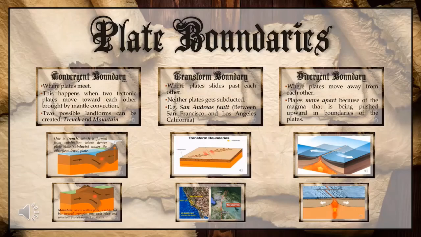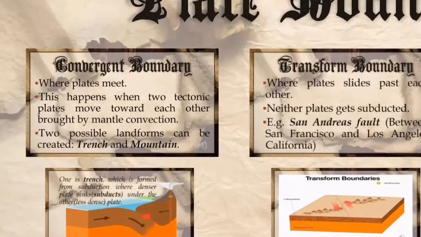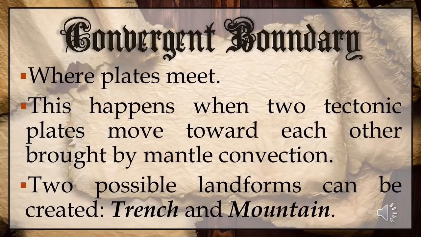Actually, there are 3 major types of plate boundaries, and those are convergent, divergent, and transform boundary. The first one is convergent boundary, also known as the collisional boundary. It is where plates meet.